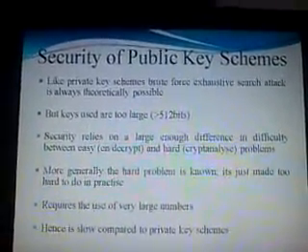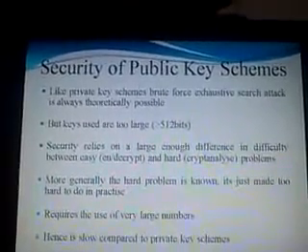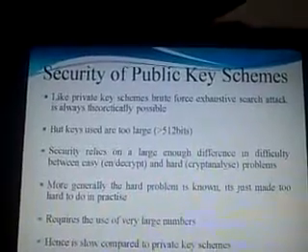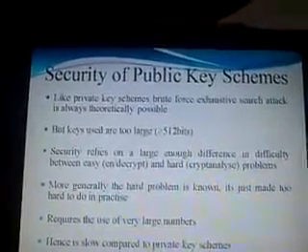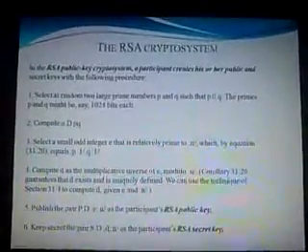It requires the use of very large numbers. We require very large numbers to use, hence it is slow compared to private key schemes. Now we see the RSA cryptosystem.